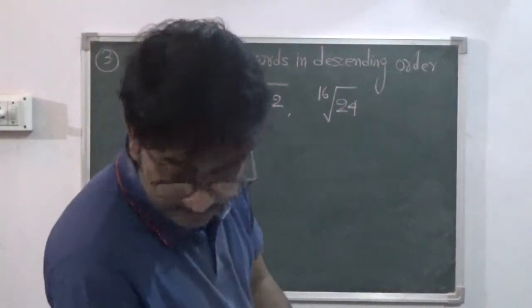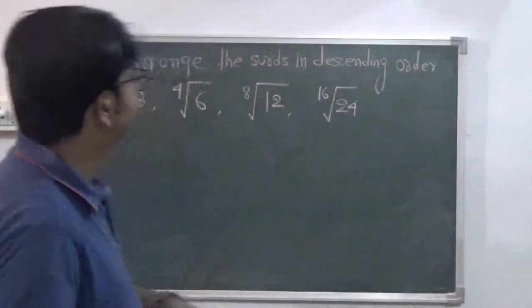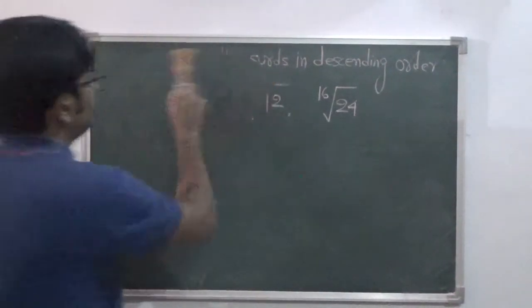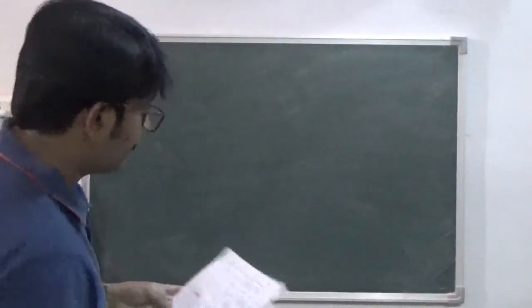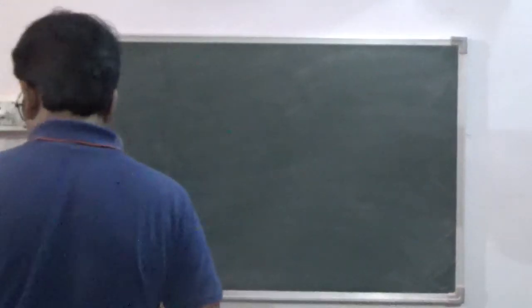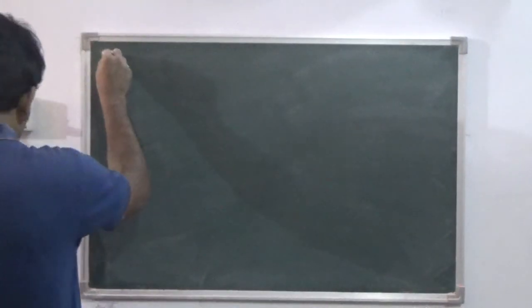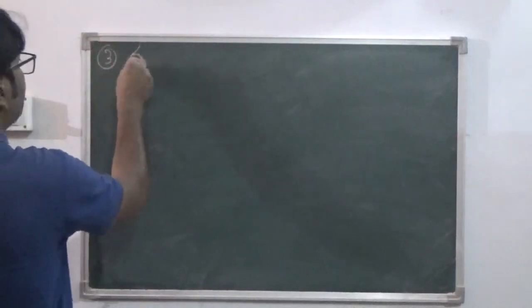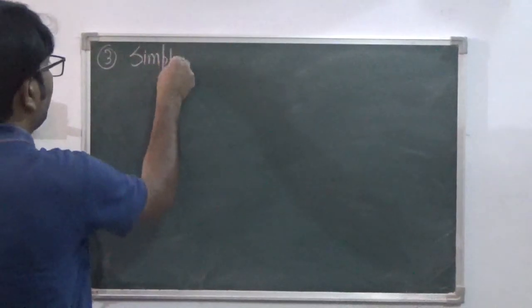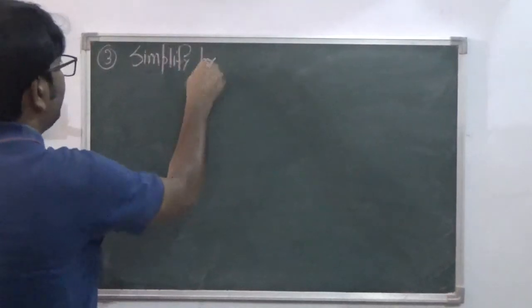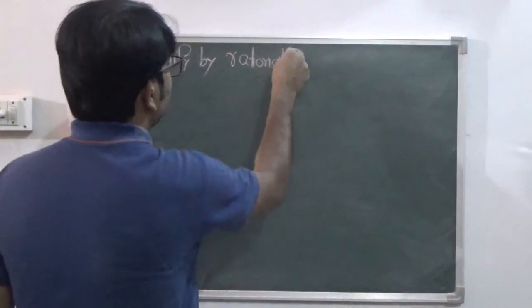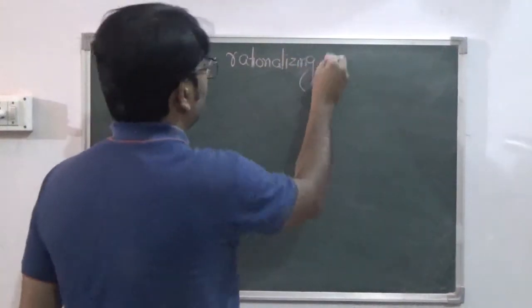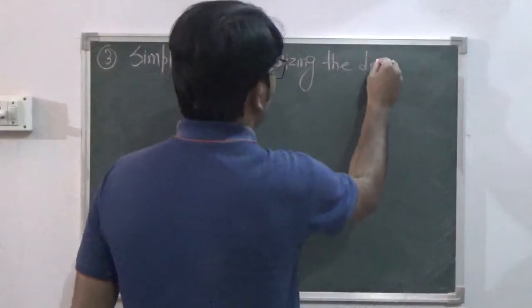Okay, now to move ahead, the next question is: simplify by rationalizing the denominator. This is question number 3.